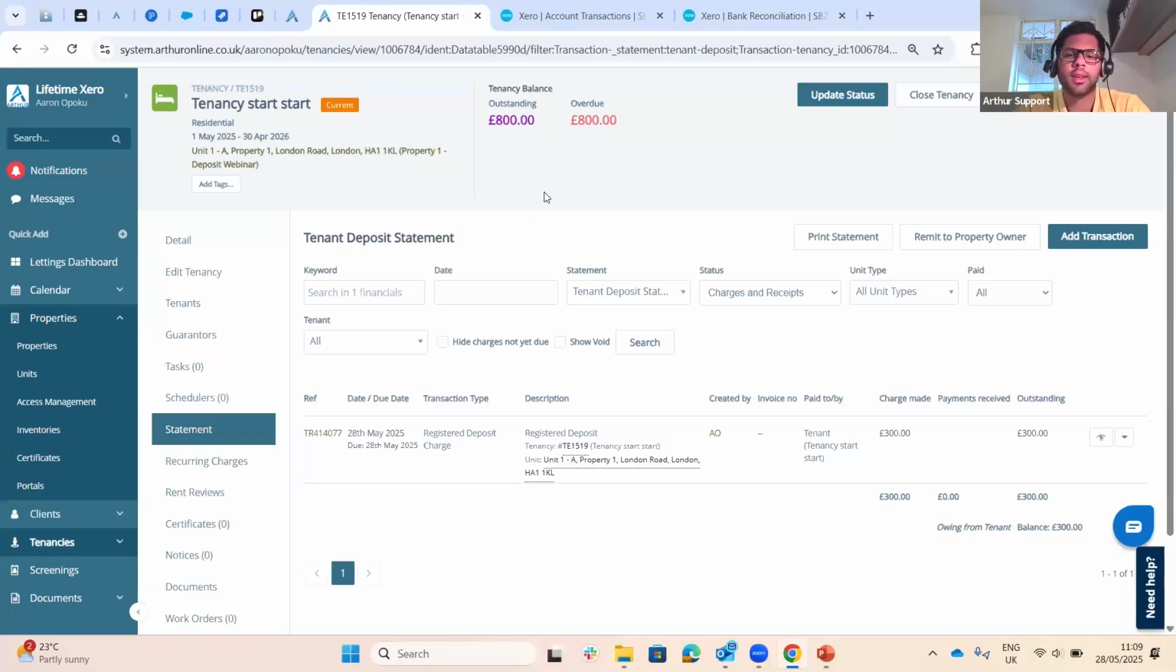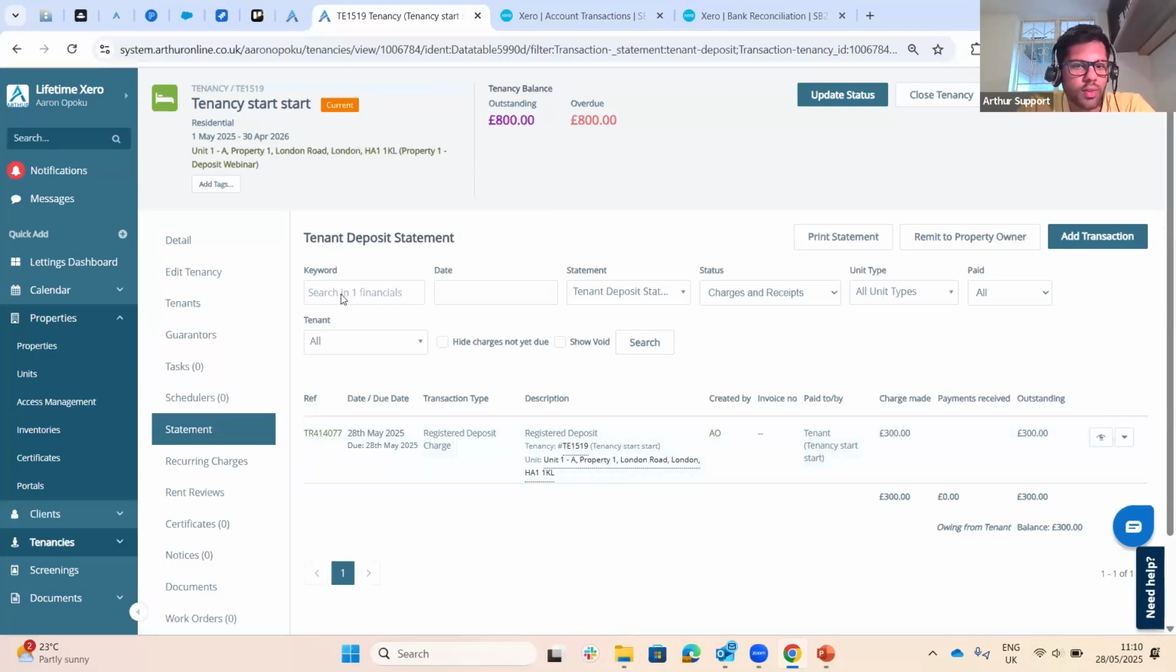Once you create the tenancy, on the deposit statement you'll see the registered deposit charge appear at the start of the tenancy. So that's the first step, and this would be the first step whether deposits are held in the custodial or insured scheme. So if this was the insured scheme, once you add the £300, you're then receiving £300 from the tenant.